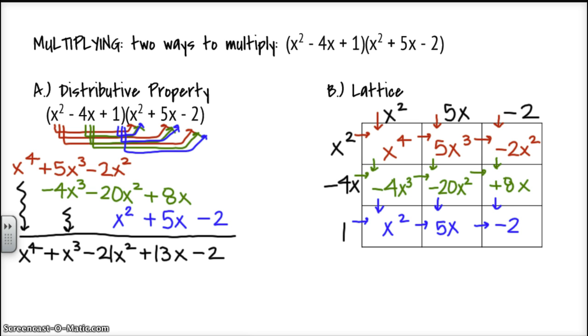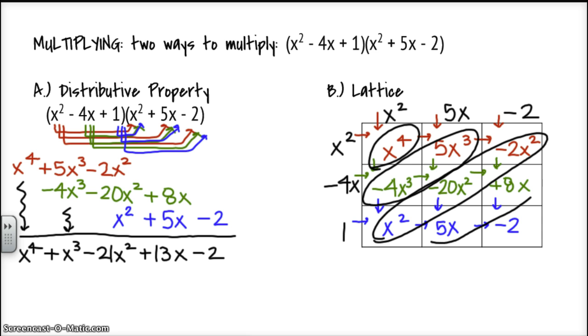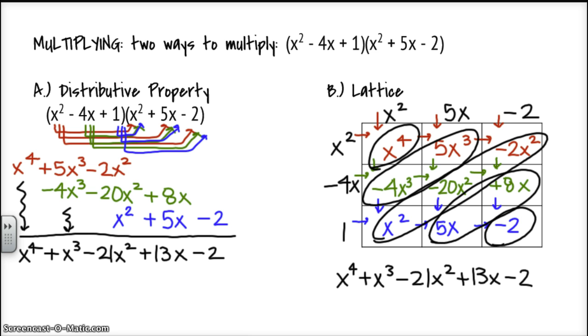So every box in the lattice is filled by looking at what column it is in, what row it is in, and then bringing them together. Then we collect our like terms. And the nice thing about lattice is most of the time, if we do it right, our like terms should line up. Okay? Now, let's collect these real quick. x to the fourth. The next diagonal is plus x to the third. The next diagonal is minus 21x squared. The next diagonal is a 13x, and the final little corner is negative 2.